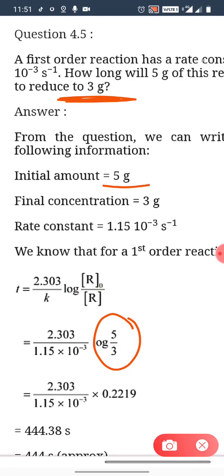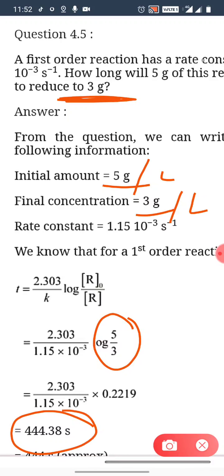So you can use these concentrations directly here. It is given in gram, but there is no need to convert it into concentration. Why? Because whatever volume will be for this, the same volume will be for this. So if it is per liter, then obviously liter and liter will get cancelled off. So you can directly use 5 upon 3. And on solving this, you will get the answer as this. So I hope it is clear. Log 5 upon 3, the log values will be given to you. So don't worry about the log values.